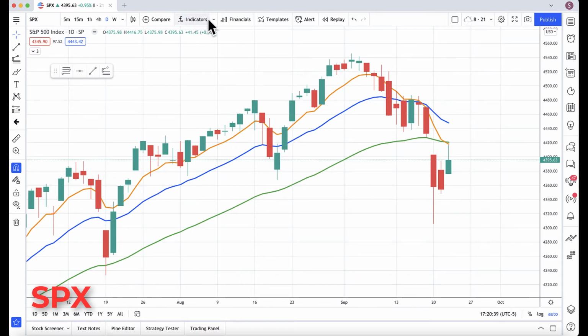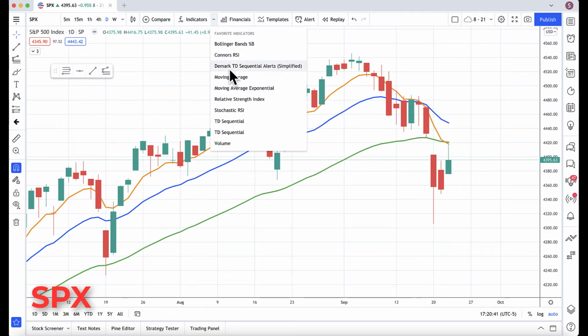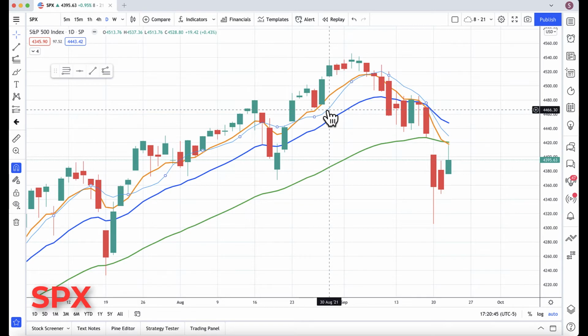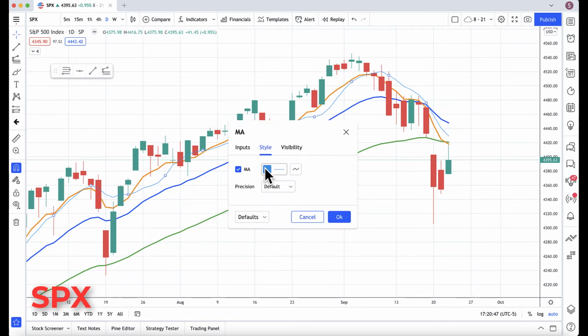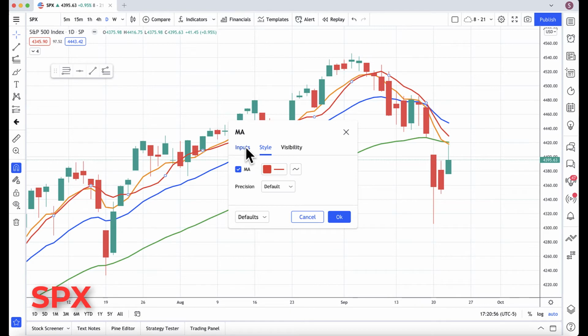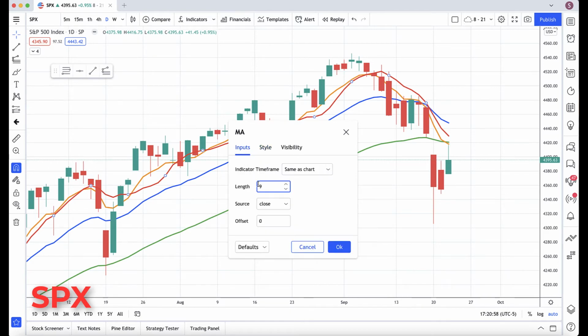Then the final one we use is the 200 simple. It's probably one of the most widely followed ones, and it sort of has a self-fulfilling prophecy. So it's on the charts. Again, that's the only one that we use that is the simple. So length, it's just called the moving average.